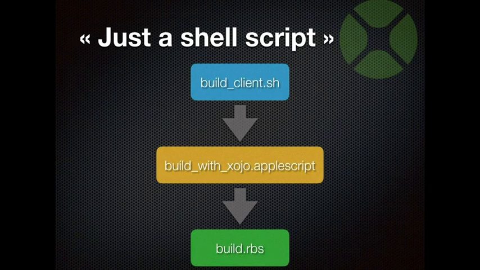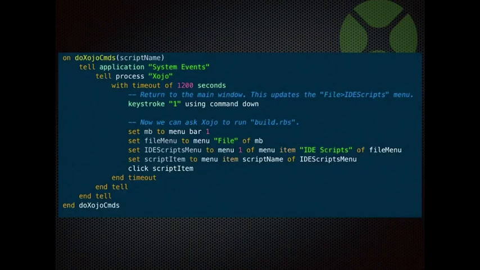So what is this build with Xojo AppleScript? Well, here's an excerpt of it. So basically what you can see is we use the application system events to be able to script Xojo with a certain timeout. And let's see if I can show my presenter notes here. There we go. Sorry about that. So you can see that the AppleScript itself is already a bit hacky. There's a timeout. That's usually a code smell of something that's going wrong with automation.